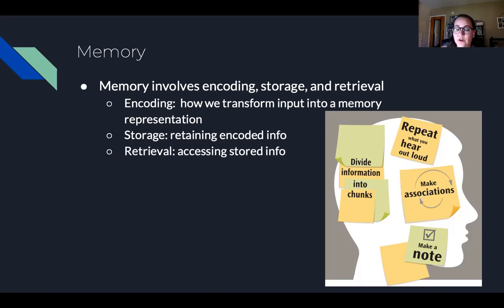However, it's important to note that these aren't thought of as a nice, neat, linear, step-by-step function, but rather that they are interacting and are interdependent on one another. So this means that if you have a hard time encoding something, then it's going to be really hard to store it well, which then also has implications for retrieval, because it's going to be really difficult to find as well.